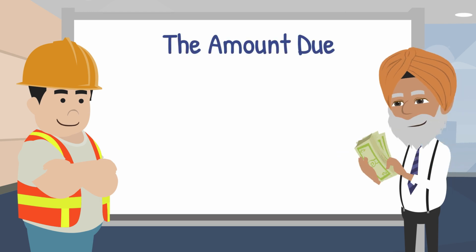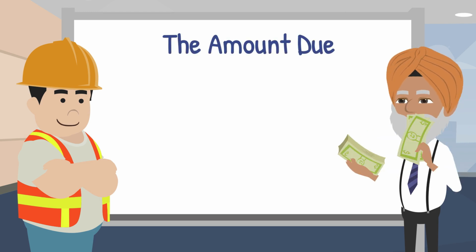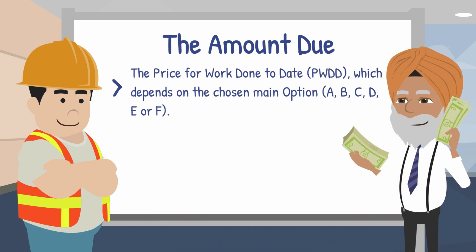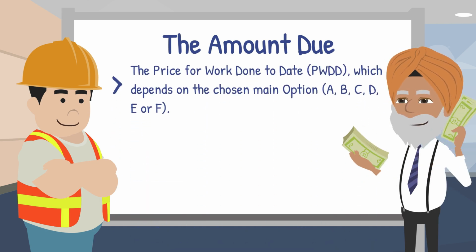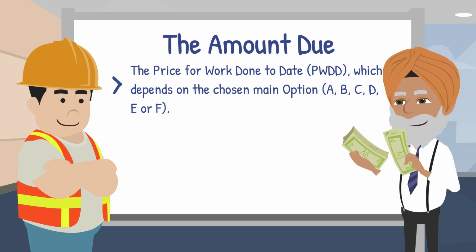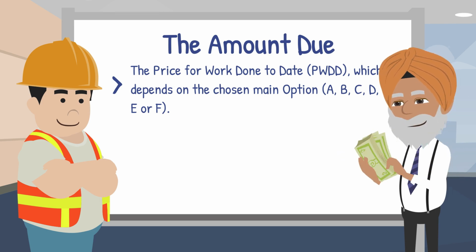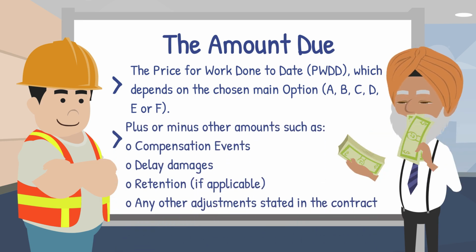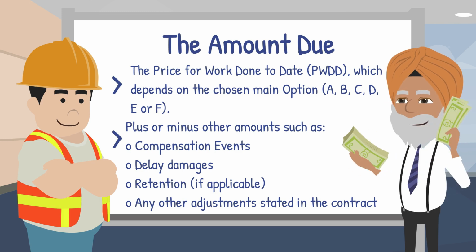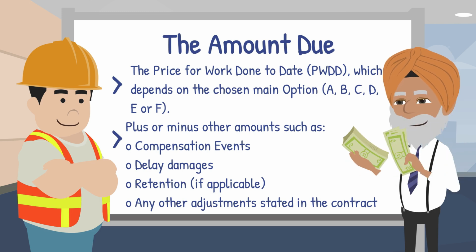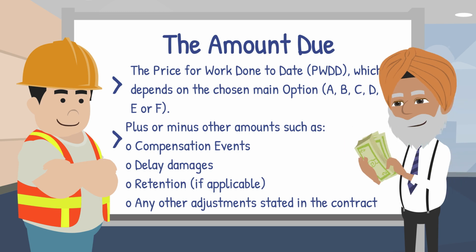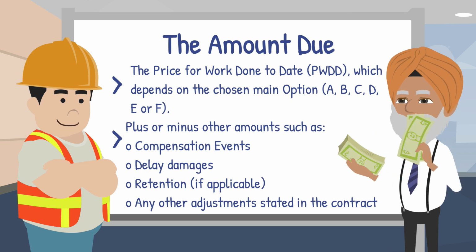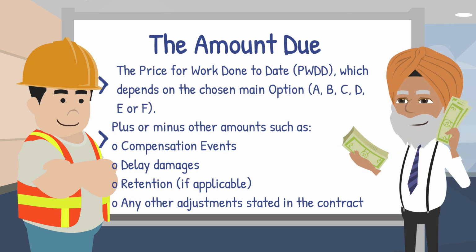At each assessment date, the amount due is calculated based on the price for work done to date, which depends on the chosen main option A, B, C, D, E or F, plus or minus other amounts such as compensation events, delay damages, retention where applicable, and any other adjustments stated in the contract. The NEC deliberately avoids the traditional valuation language used in other forms and instead uses defined calculation rules.